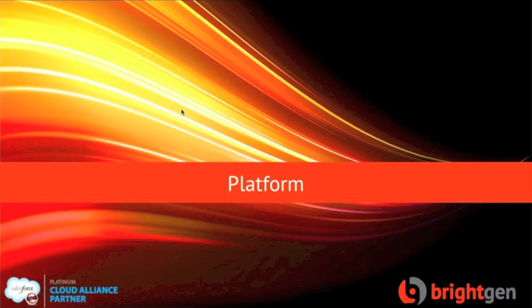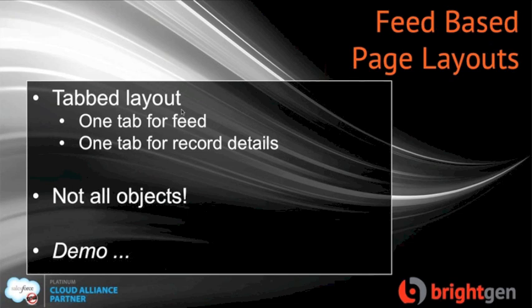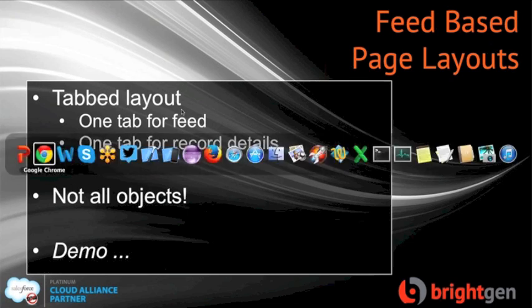Okay, next up we have some platform enhancements. First up we have feed-based page layouts. These allow you to put the chatter feed and record details into separate tabs on the page, so that your users don't have to scroll down through the entire feed every time they want to access some of the record information. Now, this isn't available for all sObjects. Currently, it's only for accounts, contacts, leads, opportunities, and custom objects.